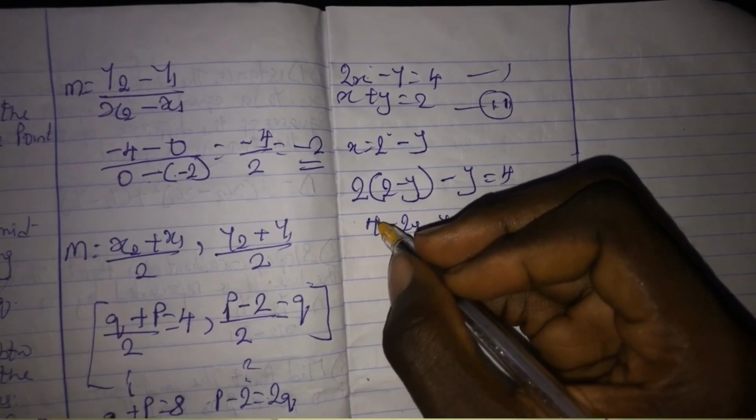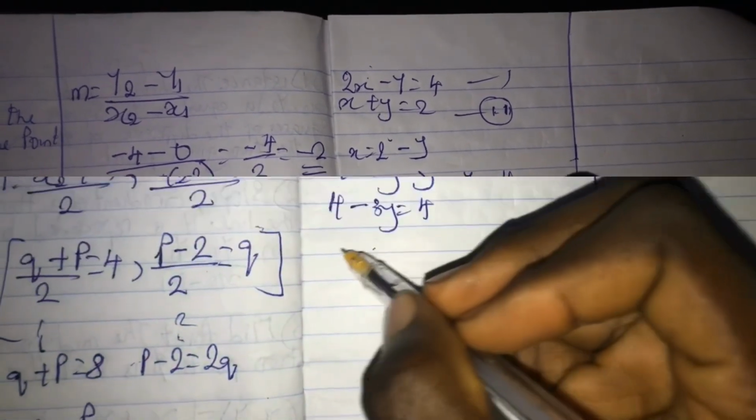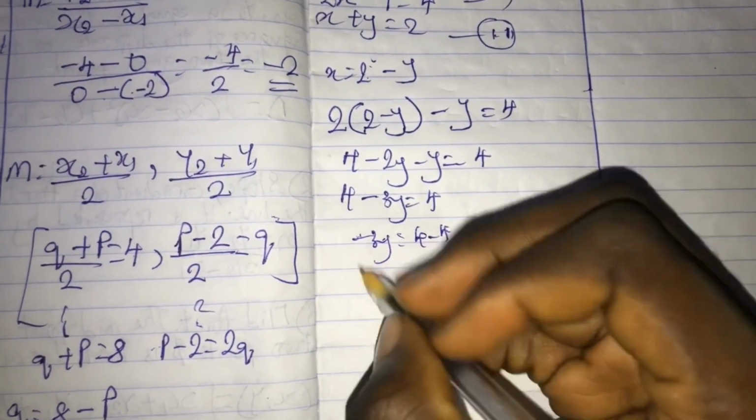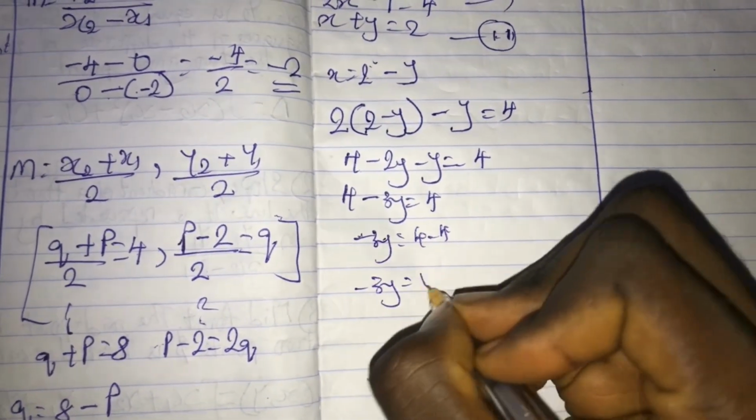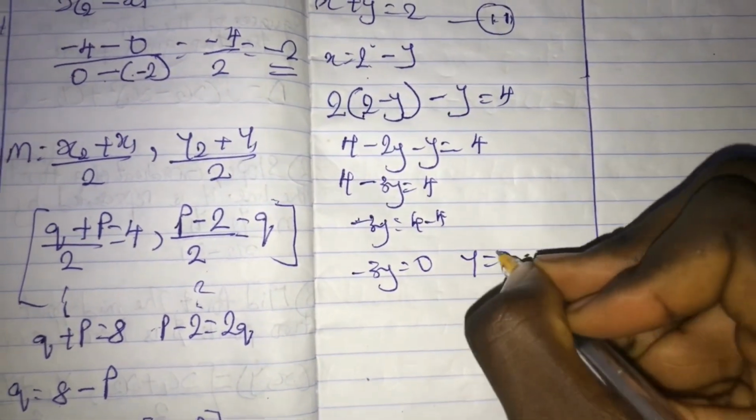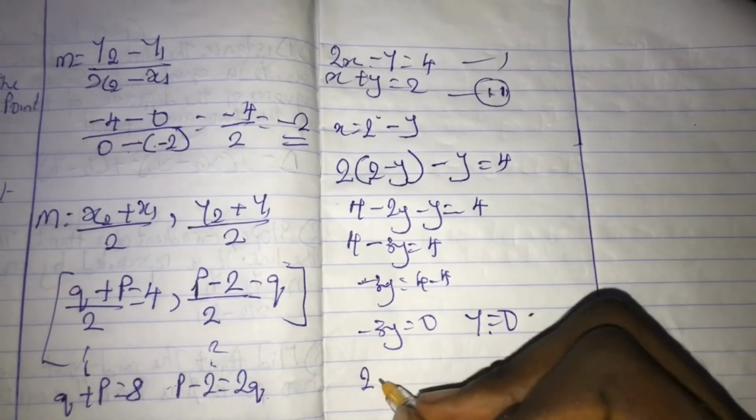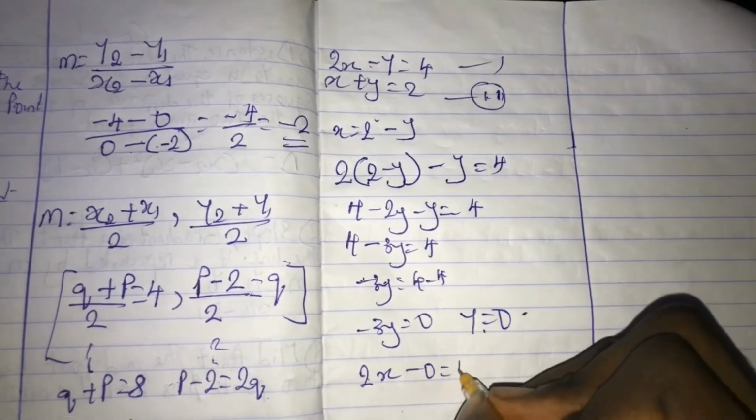Therefore, this is 4 minus what? This will be minus 3y is equals to 4 minus 4, which is 0. Minus 3y is equals to 0, which means y is equals to 0. So if you put in this y in equation 1, that will be 2x minus 0 is equals to 4.